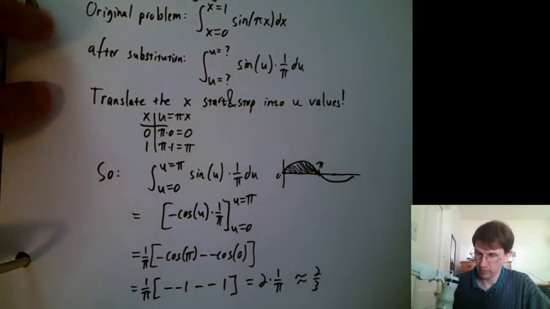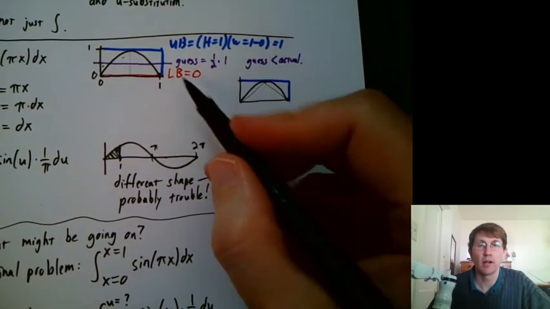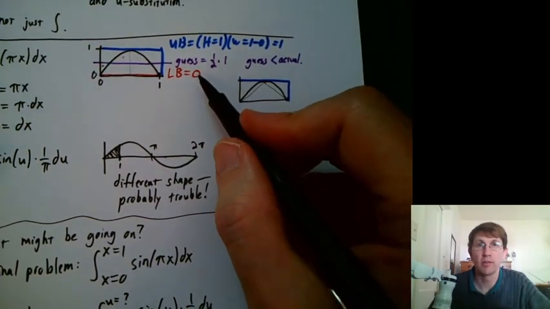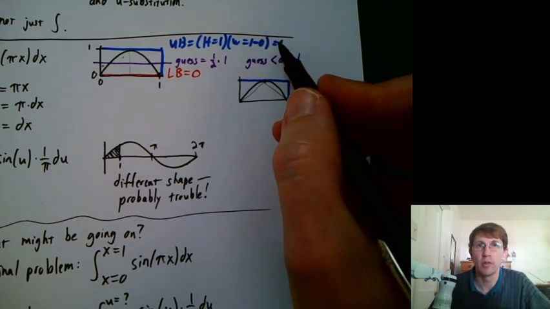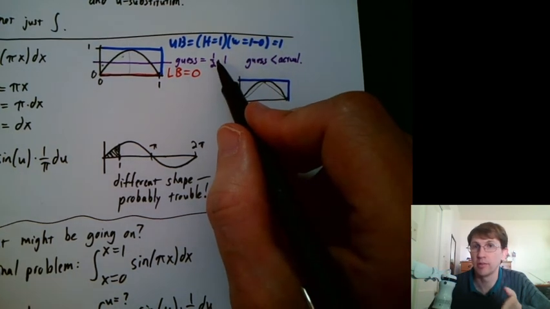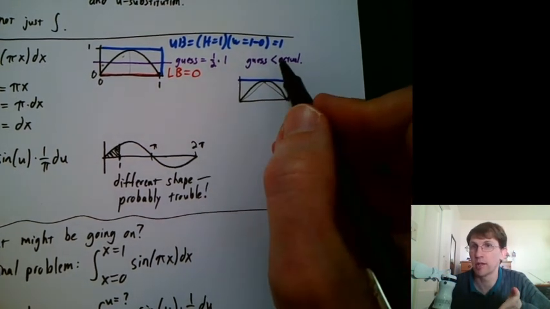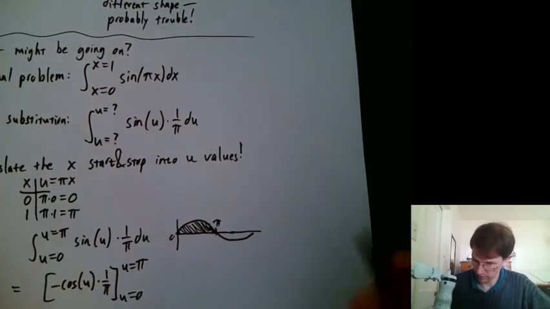So let's check that against our upper bound, lower bound, and guess. Our lower bound was 0, and we got something bigger than 0. Our upper bound was 1, and we got 2/3-ish, 2 over pi-ish. So we're above our lower bound, below our upper bound. And our guess was 1/2. 2/3 is a little bit bigger than 1/2, which is what we actually thought. So it looks like our new system gave us a reasonable answer here.